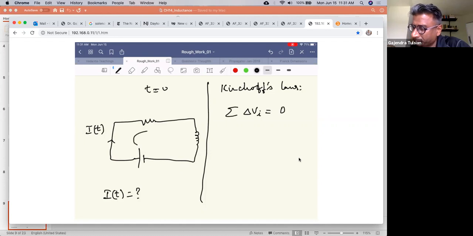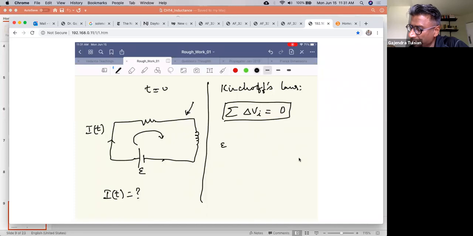Okay. So this is the law we are going to use to come up with an equation describing the behavior of the system. So what we'll do is we'll start off here. We'll go across this element. There's the EMF of the battery. That's plus E.